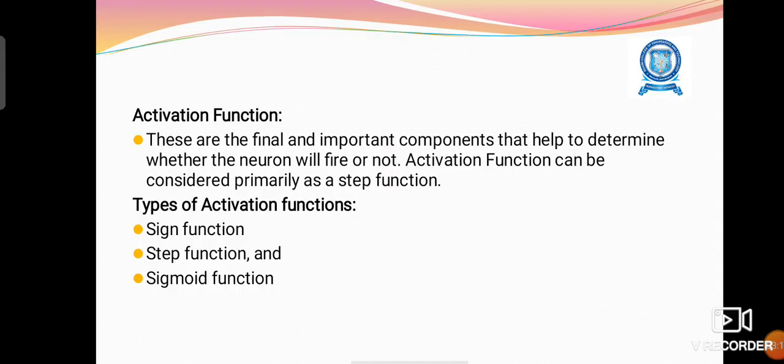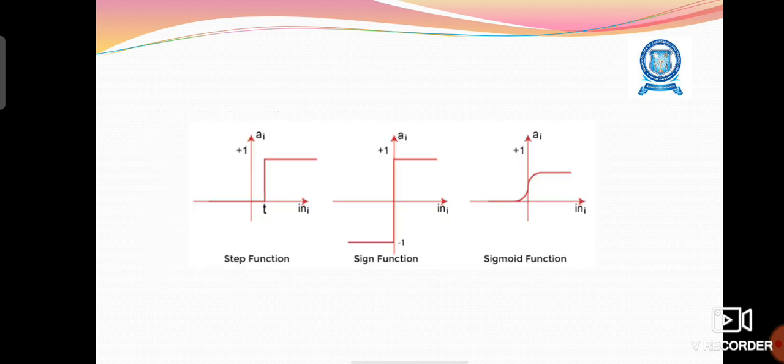Activation function. These are the final important components that help to determine whether the neuron will fire or not. Activation function can be considered primarily as a step function. Types of activation functions are sine function, step function and sigmoid function. So these graphs show the different types of activation function.